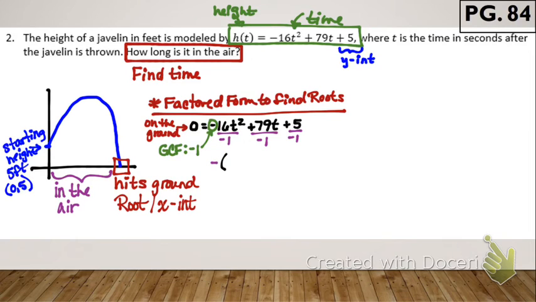And what would I have left over? Positive 16t squared. What's it going to do to my 79t? Negative 79t. And what about the 5? Negative 5. Here's my A value after I got the GCF out. Can I use my shortcut? No. No shortcut.